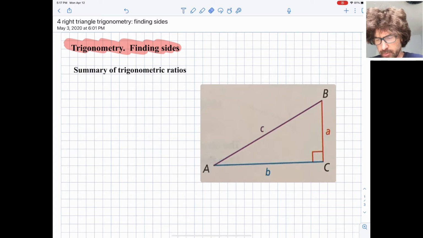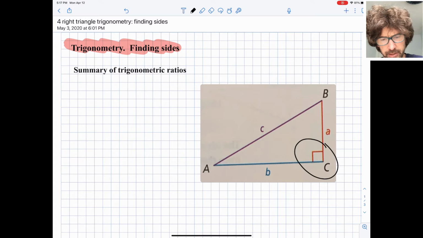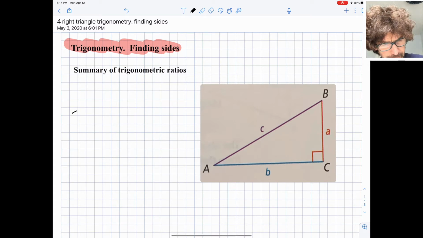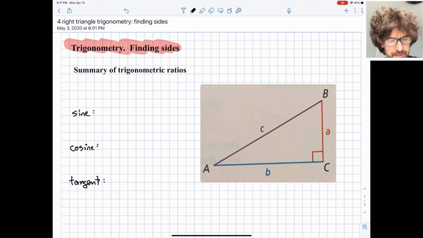When we're working with trigonometry, in this case, we are only able to do what we're going to do in this video with a right triangle. So the triangle has to be a right triangle. And here I'm showing, obviously, that angle C is a right angle. There are three trigonometric ratios we'll be working with today: sine, cosine, and tangent. I'll summarize those for you right here, talk about a mnemonic for memorizing them, and then we'll apply these ratios.